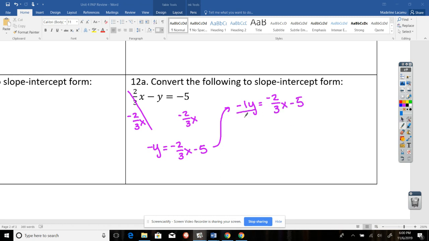So I'm just going to divide all of this by a -1. So that cancels out, and I'm left with y equals -2/3 divided by -1 would become a positive. So a positive 2/3 x. Then -5 divided by -1 is a positive 5. So this right here is our answer in slope-intercept form.